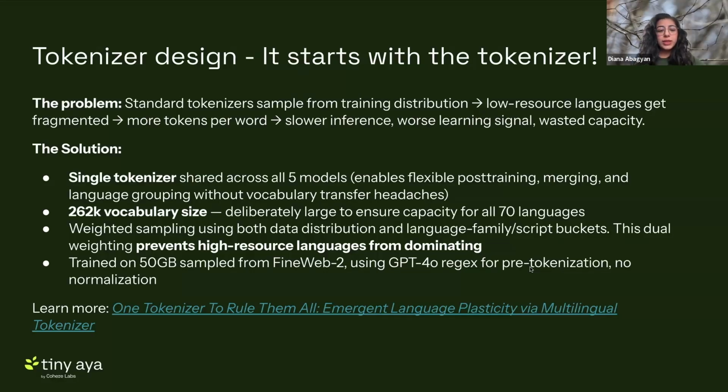So if you want to know more about that design, we have a paper on this topic called One Tokenizer to Rule Them All. It was released last year. So we used those findings and we trained on 50 gigabytes of data sampled from FineWeb 2, and we used the GPT-4o regex for pre-tokenization, which is pretty standard, but no normalization.